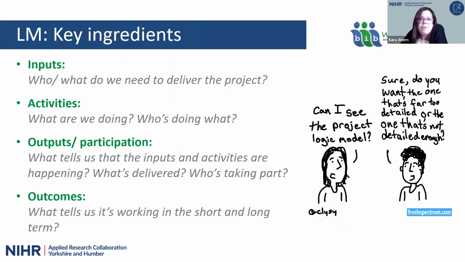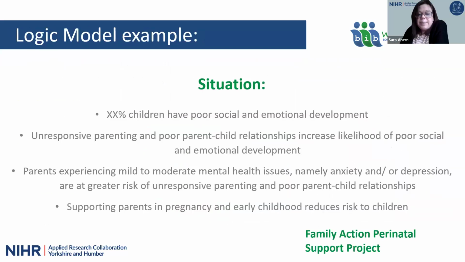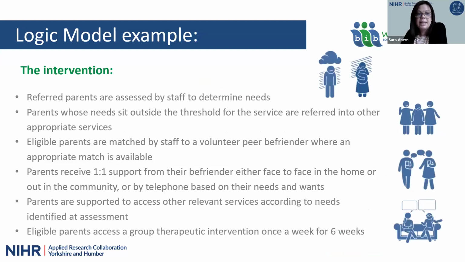So then in terms of key ingredients of a logic model, we've got our inputs, what do we need to deliver the project, our activities, what are we doing, who's doing what, outputs, sometimes termed participation as well. So what tells us that those inputs and activities are actually happening, and then the outcomes. So what tells us in the short and long term that it's working. So I'm not going to spend too much time because this is repetitive, but just to show you that situation section of the logic model is the same for our family action perinatal support project.